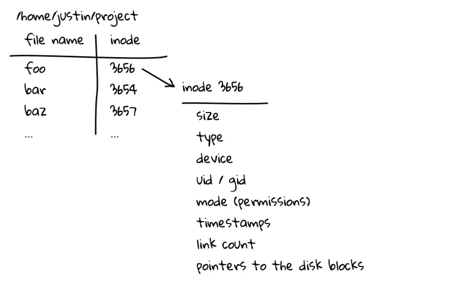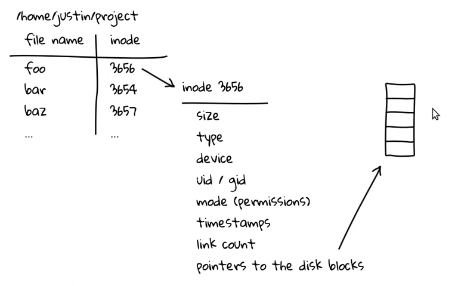This metadata includes things like the file size, its type, the device that it's stored on, the UID, GID, along with permissions, timestamps, and the link count. And then in the last thing here, you'll see pointers to disk blocks. This actually points to physical blocks on the disk where a file is stored.